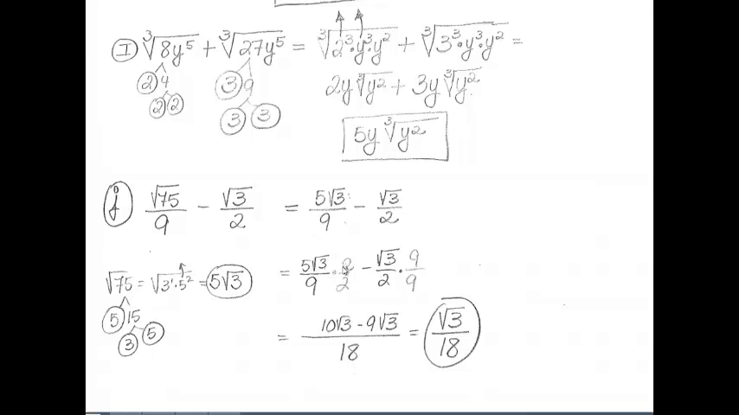I multiply over here. 5 times 2 is 10 square root of 3. And this would be 9 square root of 3. Now that I have the same denominator and same radicals, I can combine these: 10 minus 9 is 1 square root of 3 over 18.